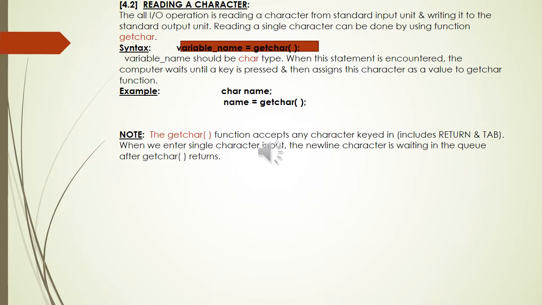When this statement is encountered, the computer waits until a key is pressed and then assigns this character as a value to getchar function. For example, here it's very simple. Name is a variable name. It is of type char, character, in short char, and we are using variable name is equal to getchar is the syntax. So this name is equal to getchar. I will explain you when there is one program how to use this getchar function. The getchar function accepts any character keyed in, includes return and tab keys like enter key and tab keys.